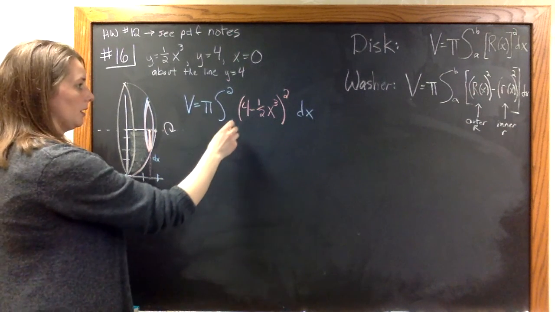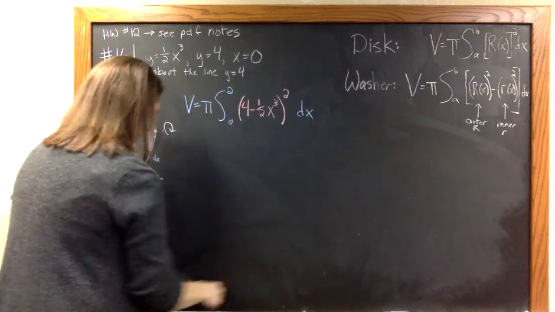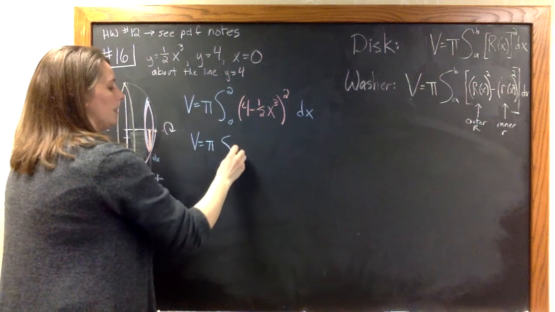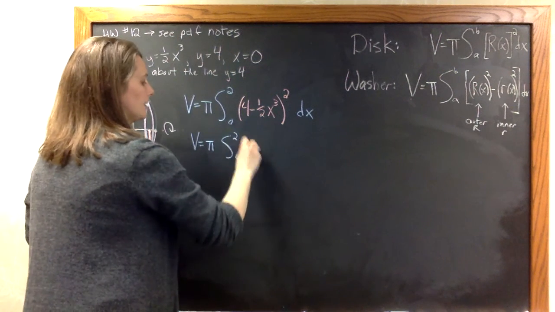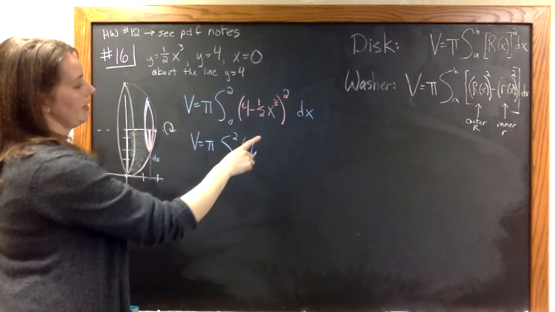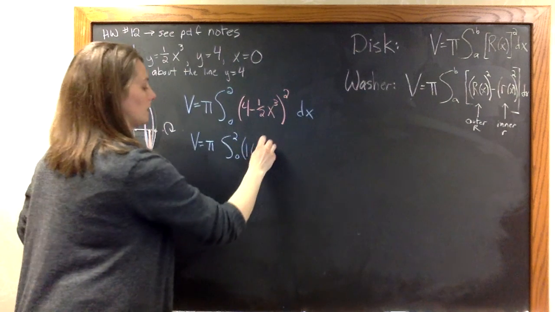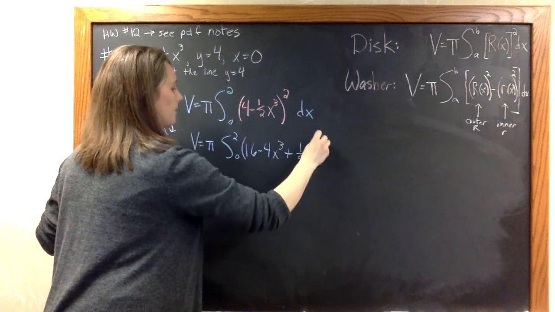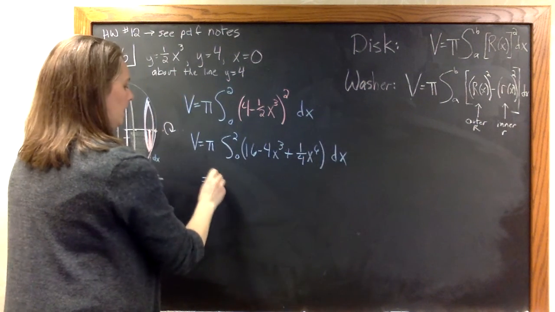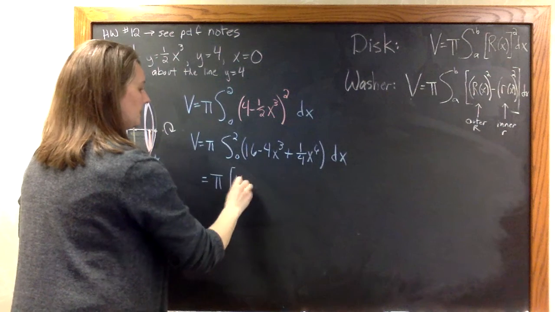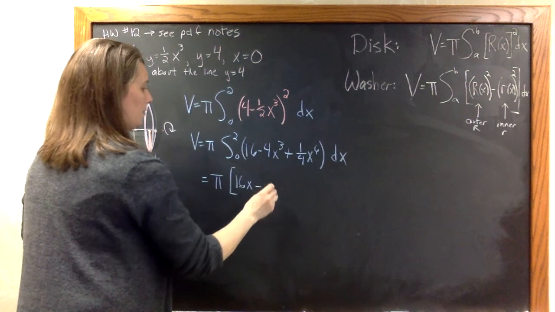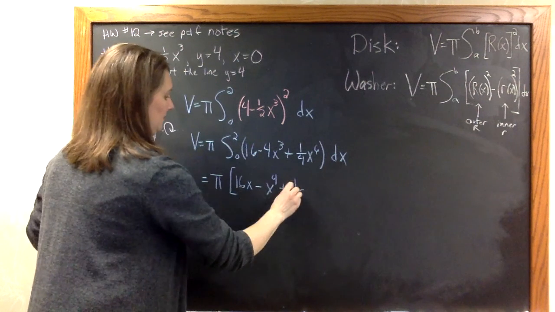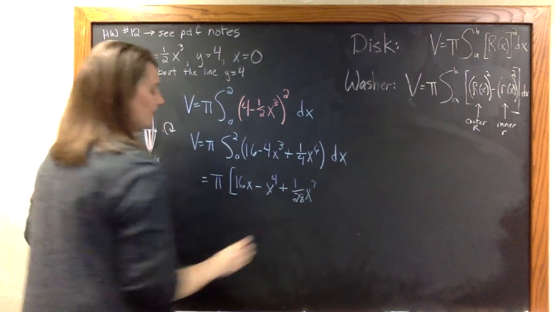We need to FOIL that. That does not look fun. But we can do it. I'm just trying to find the blue chalk. All right, 0 to 2, so we have 16. Let's see, that's going to be minus 2x cubed minus 2x cubed, so minus 4x cubed plus 1/4 x to the 6th. We'll take the antiderivative of that, so 16x minus x to the 4th plus 1/28 x to the 7th.